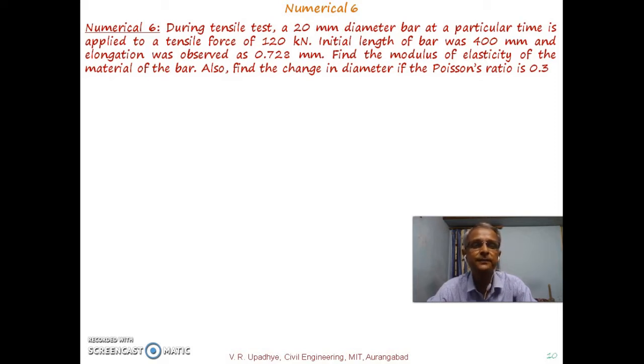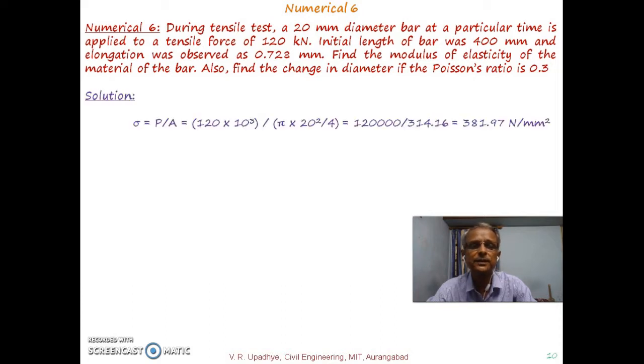So Poisson's ratio is given and modulus of elasticity is asked to calculate. So how will we go for the solution of this? You are aware that stress is load divided by area. The value of force at that particular time is given as 120 kilonewton, that is converted into newtons, and the diameter of the bar was given. So pi by 4 times 20 squared is the area. This calculation gives you 381.97, as force is converted into newton, and this is in newton per mm square, which is stress.